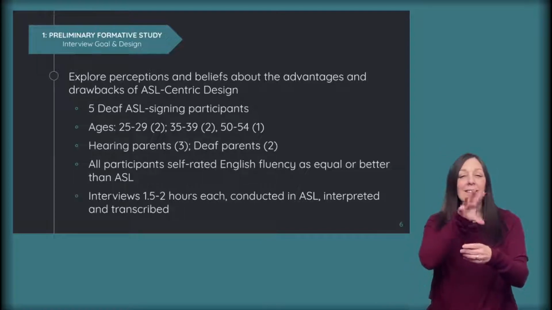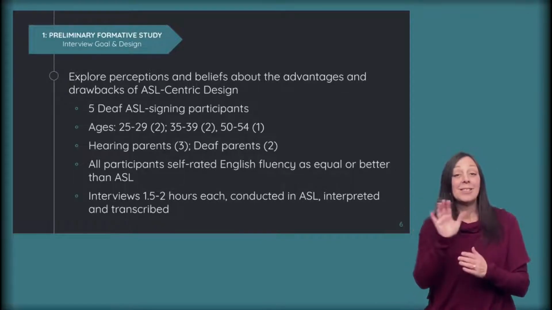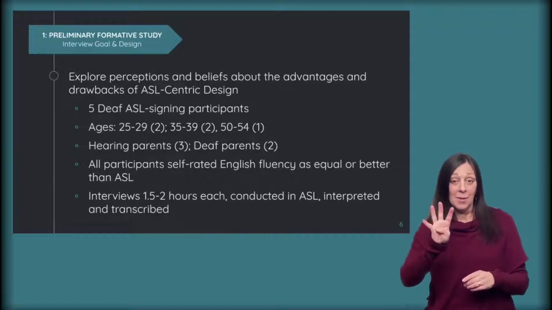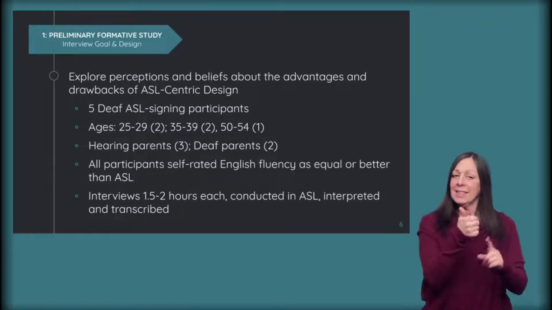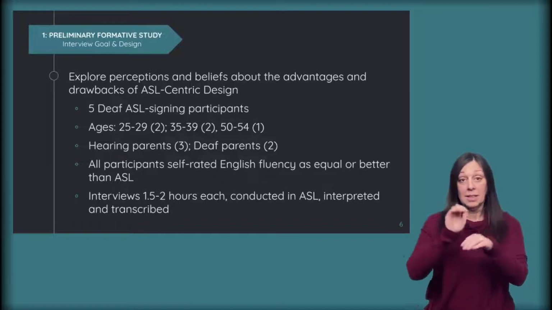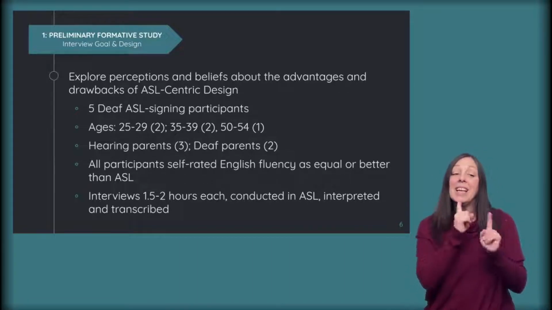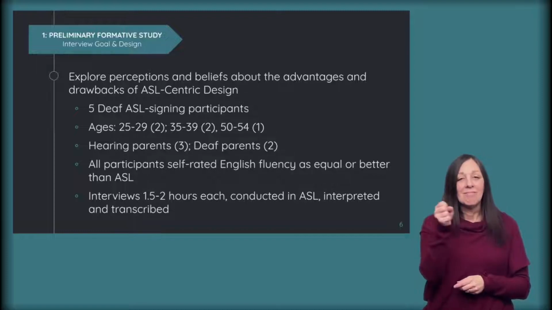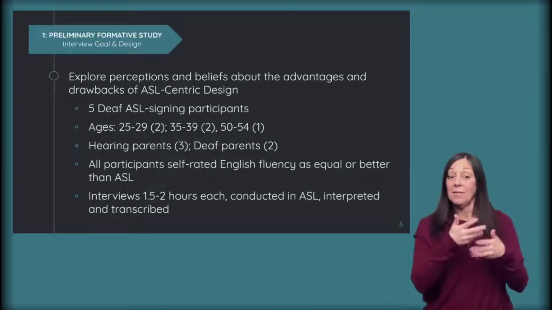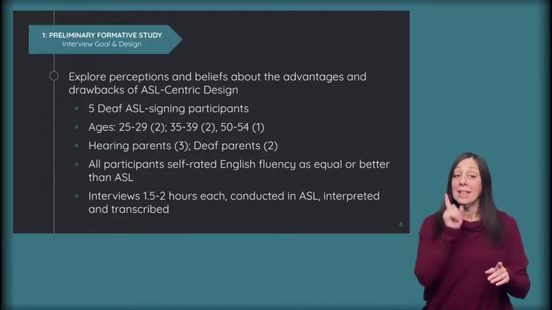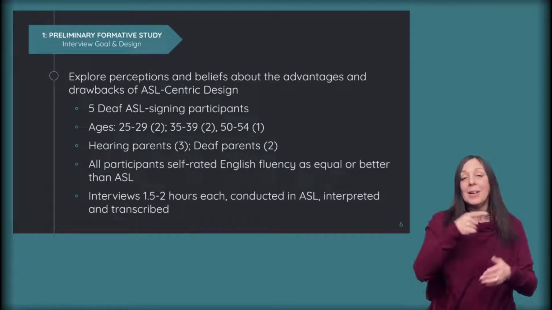This demographic survey was given to 5 deaf ASL signers aged 25 to 54. Some had deaf parents and others had hearing parents. All participants self-rated their English fluency as equal to or better than ASL. The interviews were conducted in ASL and interpreted after they were complete. The interpretation was then transcribed. Deaf ASL signing researchers analyzed the source videos in ASL, and the hearing non-signing researchers analyzed the transcripts.